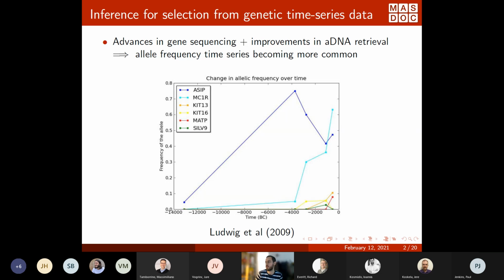And these square points here are just samples that archaeologists have found dating from different times and from presumably different sites, and based on the counts they find in these archaeological sites, they estimate the frequency of the allele in the population, and then they get these data sets from there.